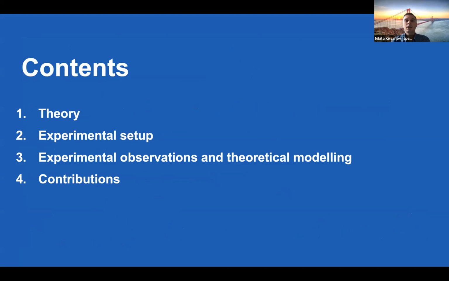So a brief plan of my talk today. First, I'm going to talk about the theory of the experiment. Secondly, I'm going to show our experimental setup. And finally, we're going to discuss the experimental results and the results of theoretical modeling.